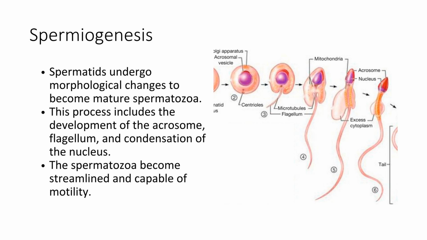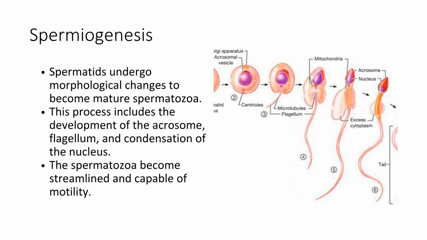Formation of the acrosome. The acrosome, a cap-like structure containing enzymes necessary for fertilization, forms over the nucleus of the spermatid. Development of the tail. The spermatid forms a flagellum tail that will aid in motility. Condensation of the nucleus. The nuclear material condenses and elongates, creating the head of the sperm. Cytoplasm elongation. Excess cytoplasm is eliminated, leaving the spermatozoon with a streamlined shape.